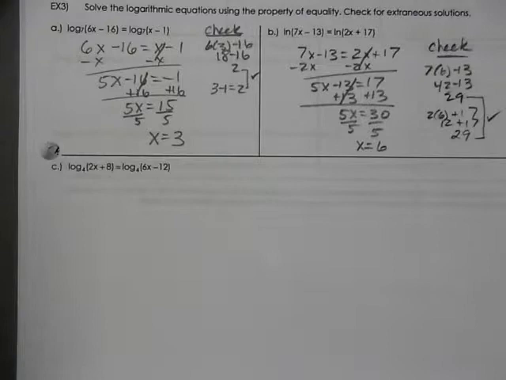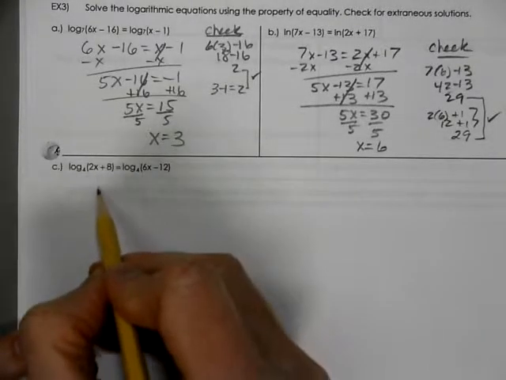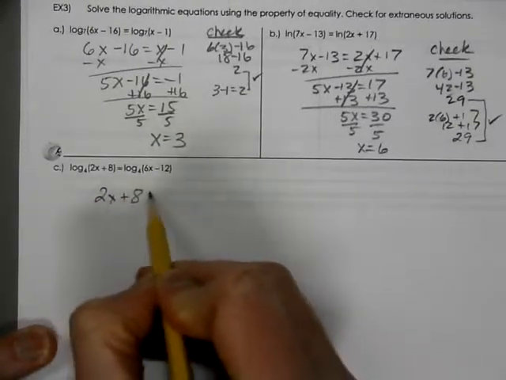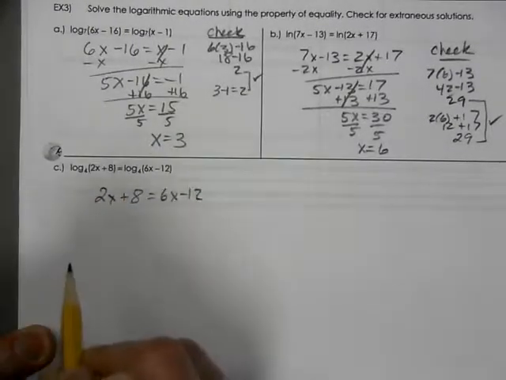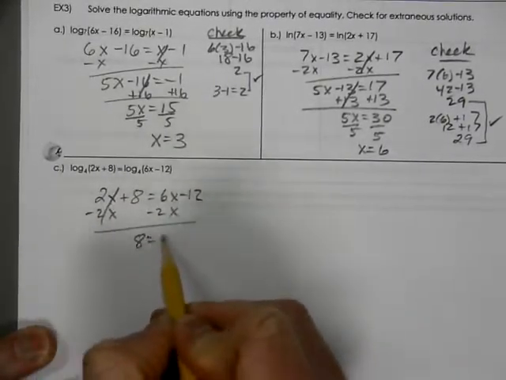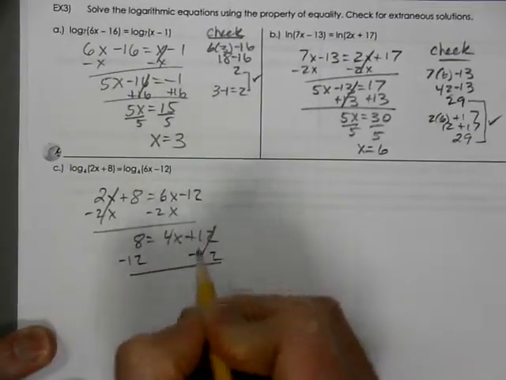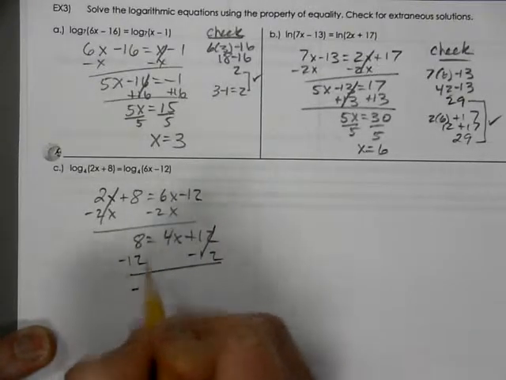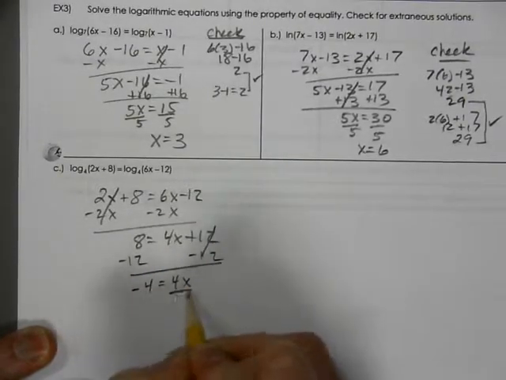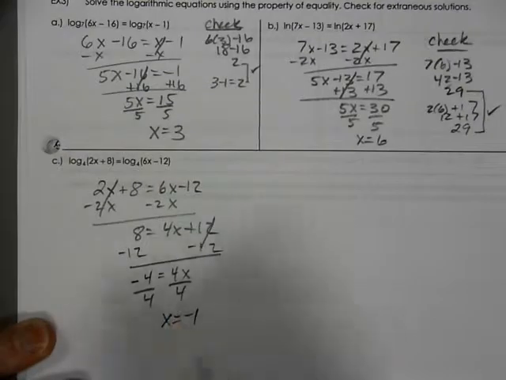What are we going to do with this third example? Notice how it's set up very similarly to the other ones. We have the same base, so we can look at what we're taking the logarithm of. We're going to solve this just like a typical algebra problem. Subtract the 12 and divide by the 4. So x is going to be -1.